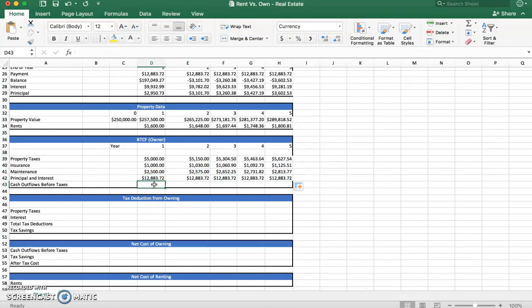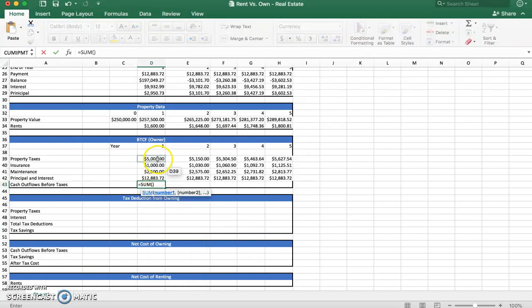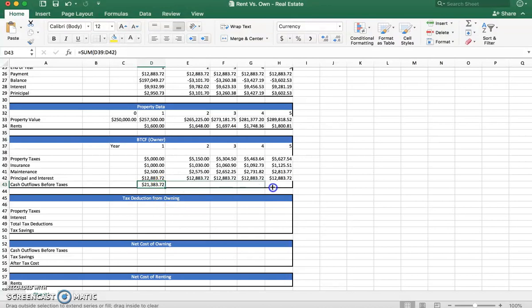All right, so we got all that. Last on this table, the cash outflows before taxes is literally just going to be a sum of the four numbers that we just created. All right, so we're going to do a sum of 1, 2, 3, and 4. All right, so we got 21,383, and we're going to pull that across, and it's going to be pulling sums of every year after that.